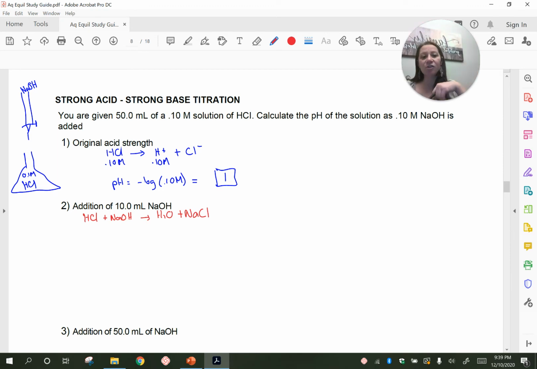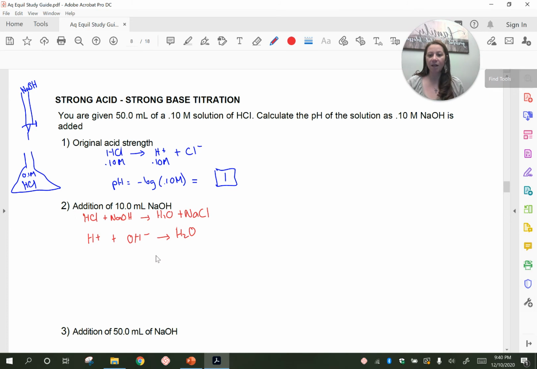And so if you have a strong acid, you can just write it as H+. And if you have a strong base, you can just write it as OH-. And so you can write it as just the net ionic H+ plus OH- yields H2O. You can only do that with strong acids and bases. So only strong acids you can represent as H+, only strong bases you can represent as OH-. If it's a weak acid or a weak base, you got to write out the actual formula for it.